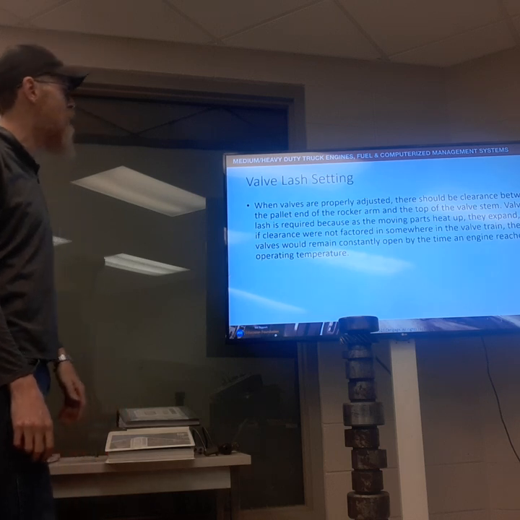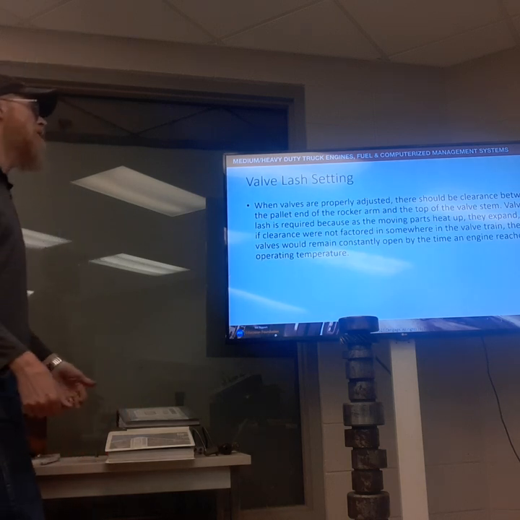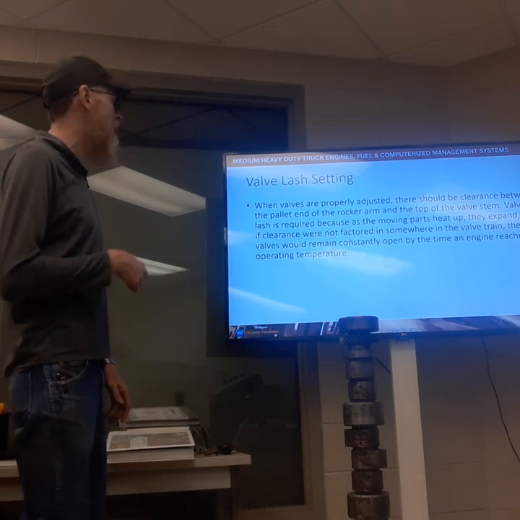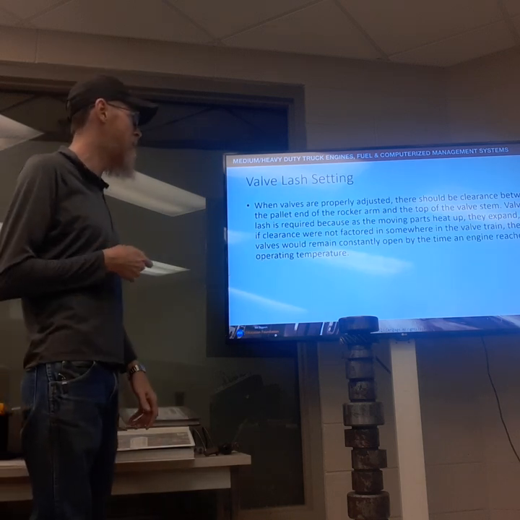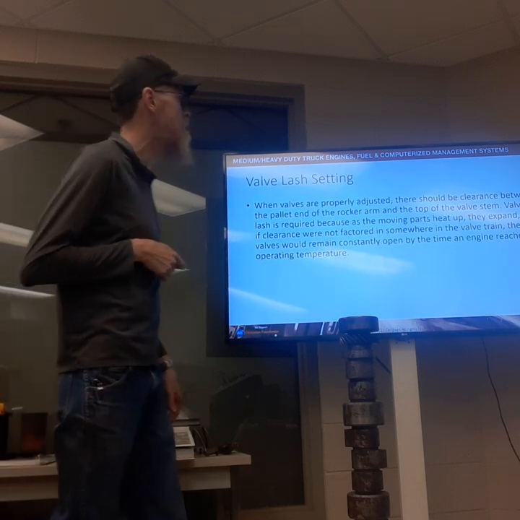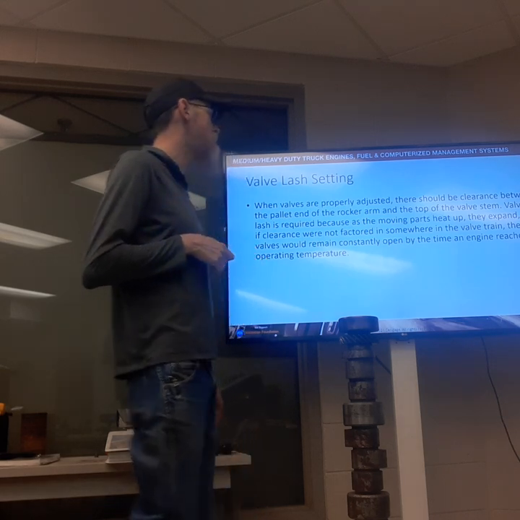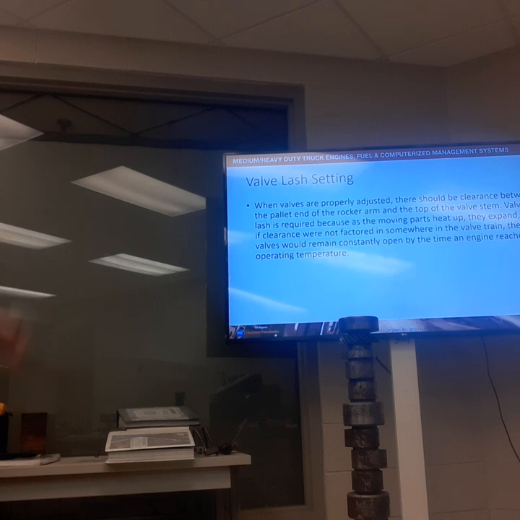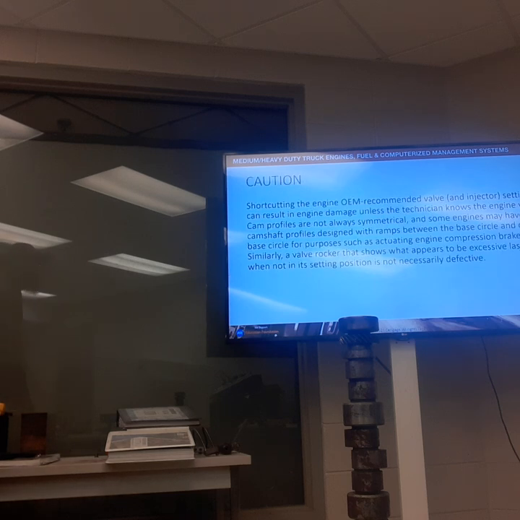Valve lash is required because as the moving parts heat up, they expand, and if clearance were not factored in somewhere in the valve train, the valves would remain constantly open by the time an engine reached operating temperature. So like I said, we're not going to hit every one of these slides, but there's a lot of good material in these PowerPoints that I encourage you to look over.